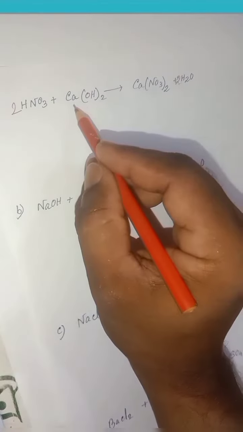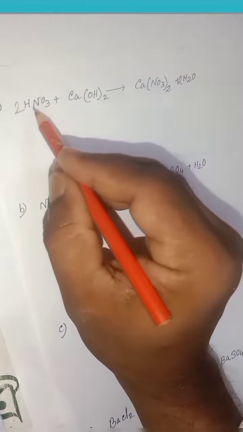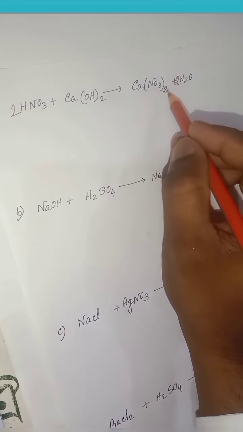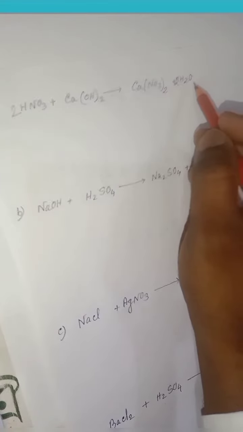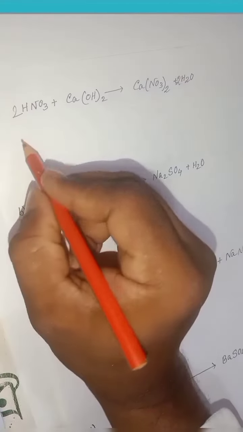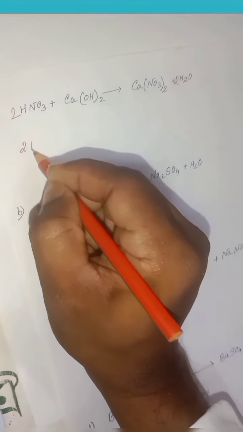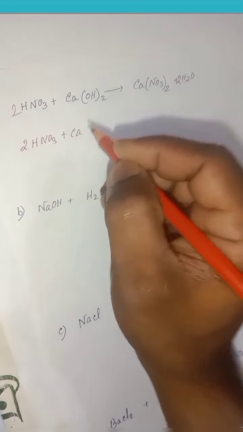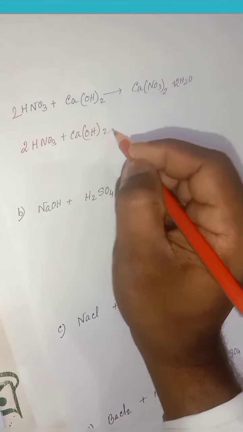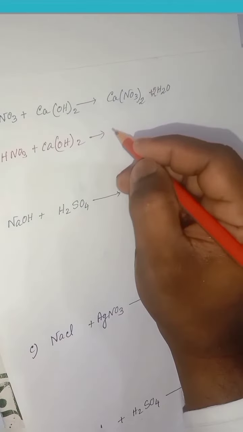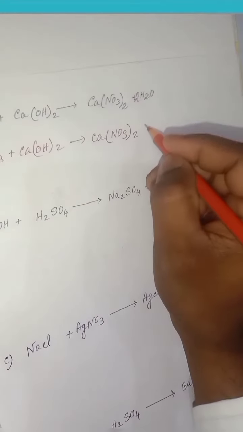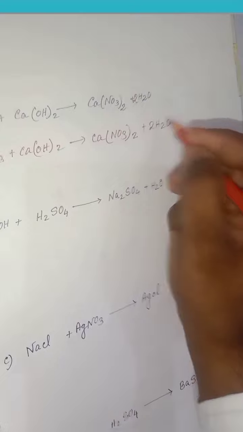The other elements: calcium 1, oxygen 3 into 2 is 6 plus 2 is 8. All is balanced. That is the balanced equation: 2HNO3 plus Ca(OH)2 gives Ca(NO3)2 plus 2H2O.